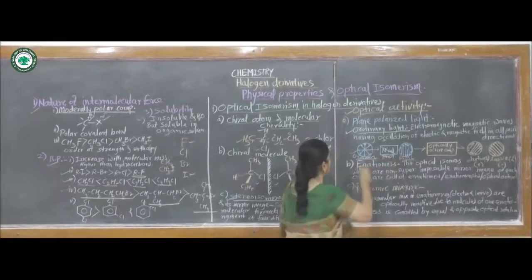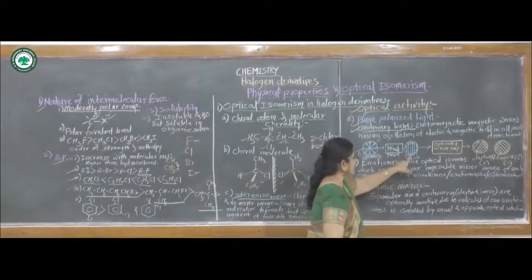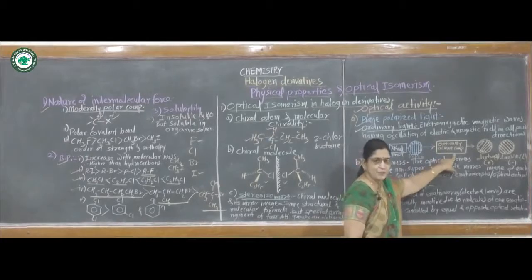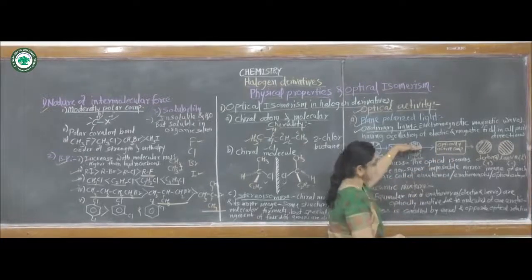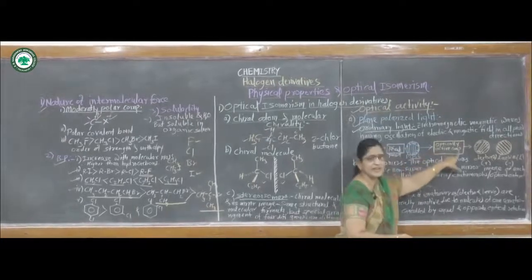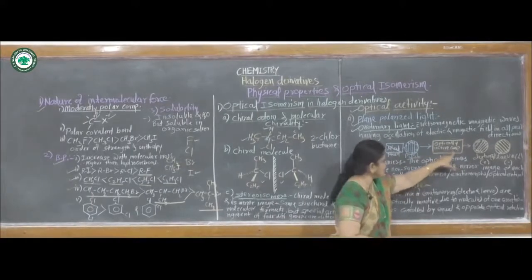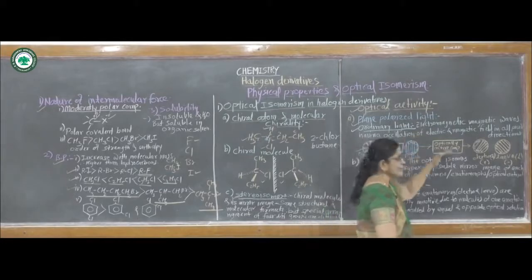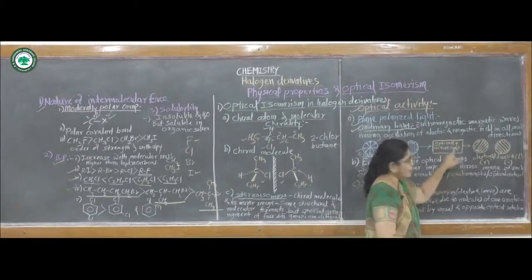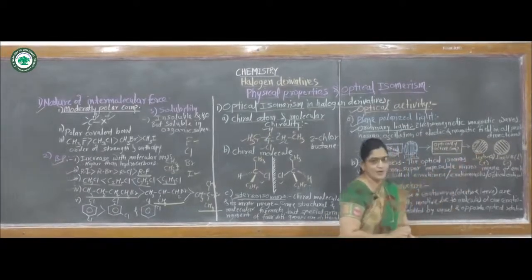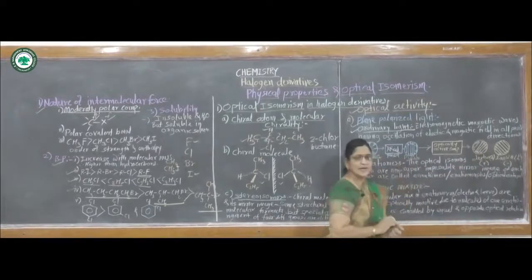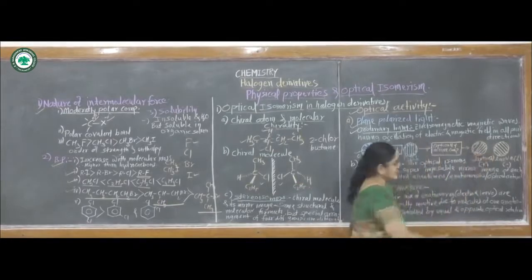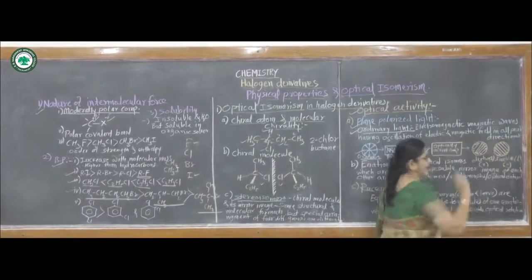And if this plane polarized light is passed through an optically active compound or optically active solution such as glucose, then this plane polarized light rotates clockwise or anti-clockwise. It rotates in two directions. It rotates in the clockwise direction or in the anti-clockwise direction.